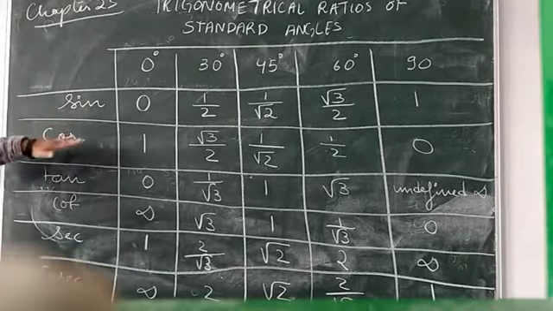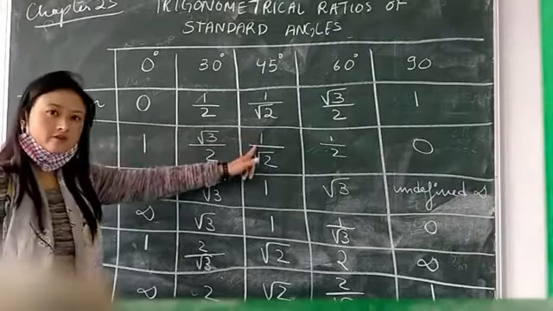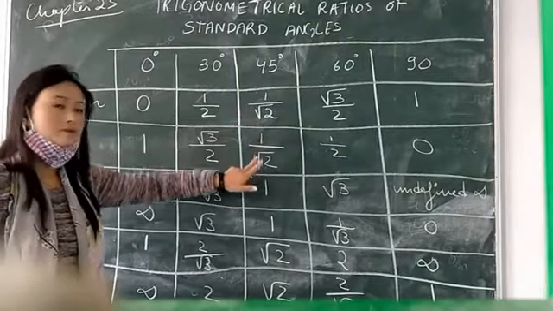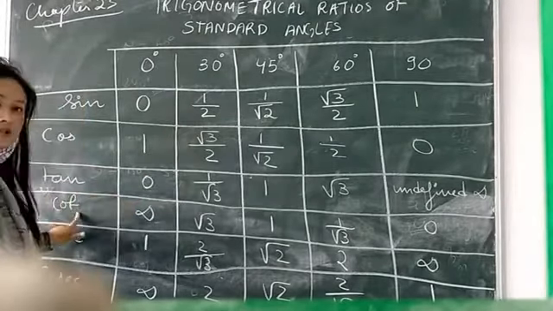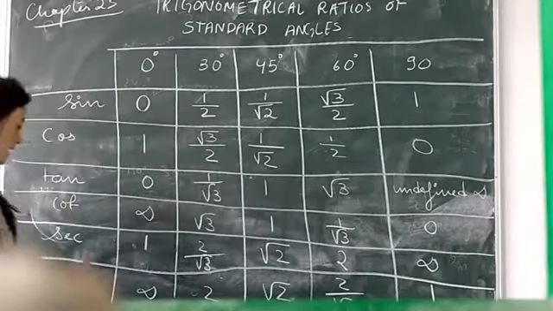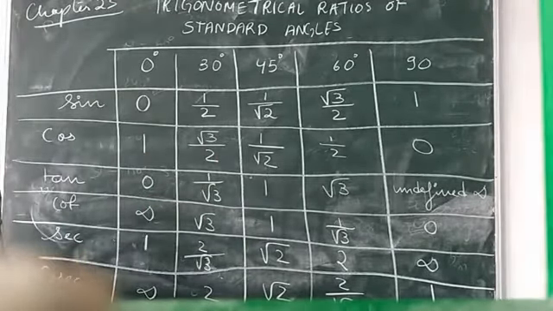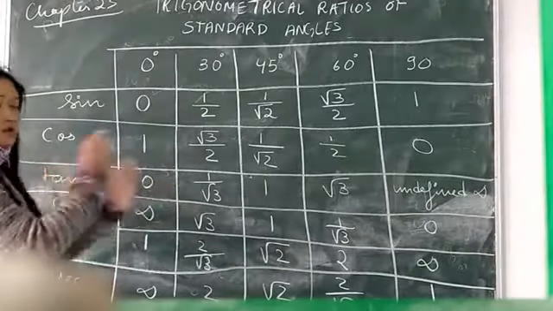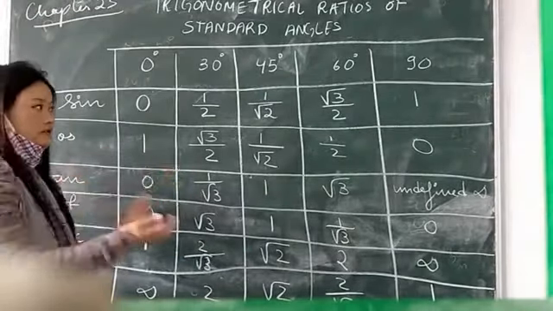So please remember, sine and cos have the same values for 45 degree, which is 1 by root 2, 1 by root 2. Tan and cot have the same value for 45 degree, which is 1 and 1. And sec and cosec will have the same values for 45 degree, which is root 2 and root 2. Rest, just reciprocal, just reverse the values.